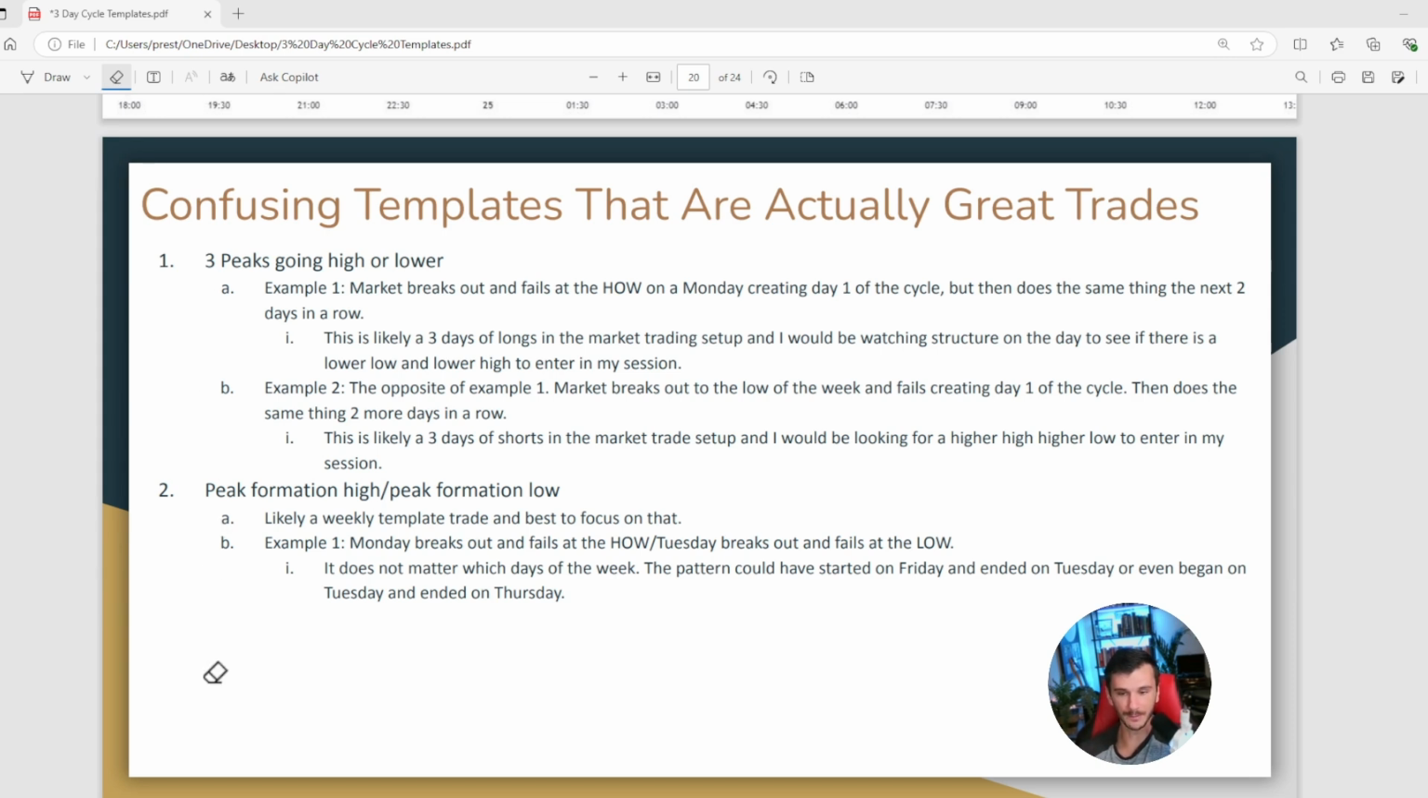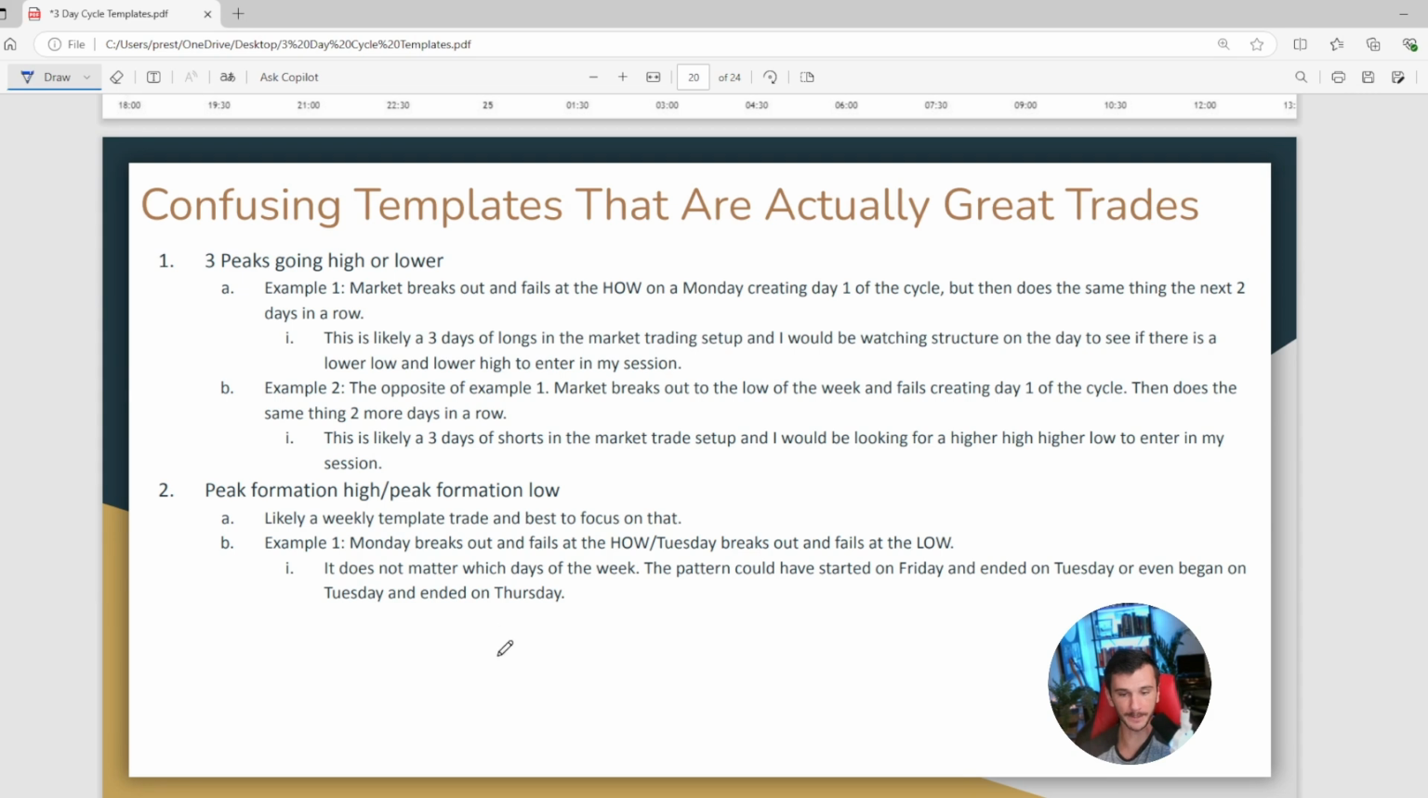and I joke about this being like a turtle peak pattern where the head of the turtle keeps popping out, and they keep putting it back in the shell. It's just a dumb analogy, but when they keep breaking out to one side or the other and then pulling it back into the previous day's range, this is setting up the market potentially for a 3 days of longs or 3 days of shorts in the market trade setup coming off of the high of the week or the low of the week.